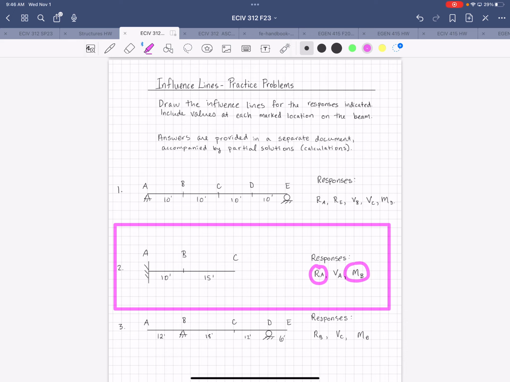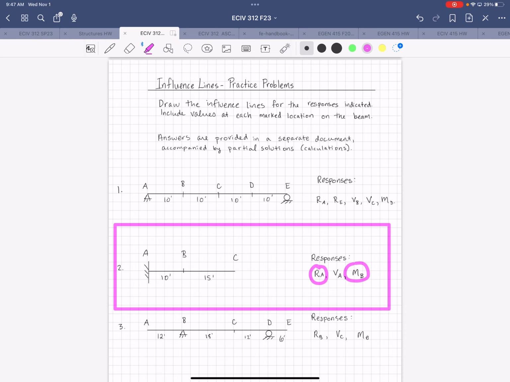I was just gonna say, I think it's just like 1 all the way across. Yeah, it's going to be 1 all the way across, right? So reaction at A is pretty easy. It's going to be 1 all the way across, not going to change, right?